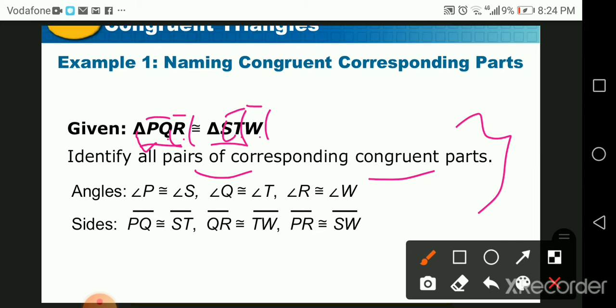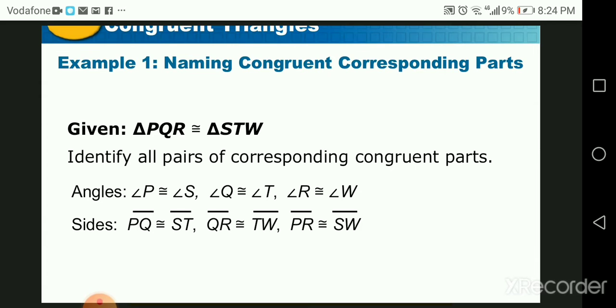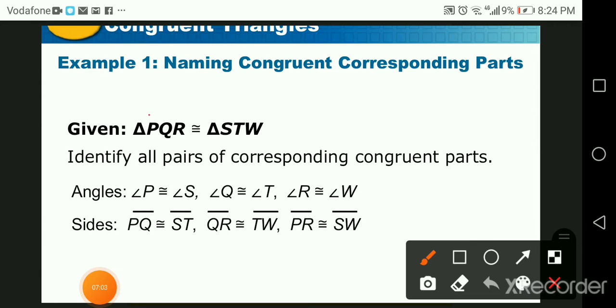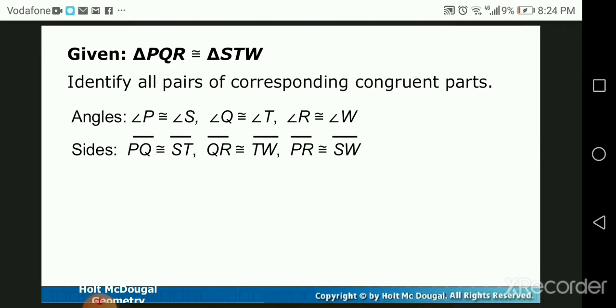And PR, look with me. I can also say PR, what is the marker? PR is congruent to line segment SW. Okay, guys, easy? I think it's easy.